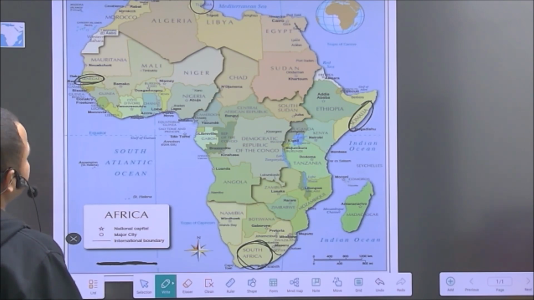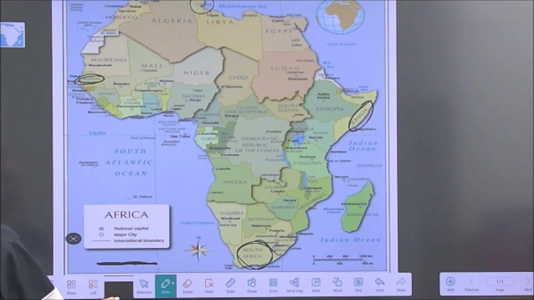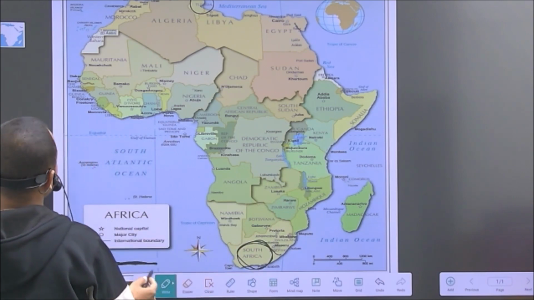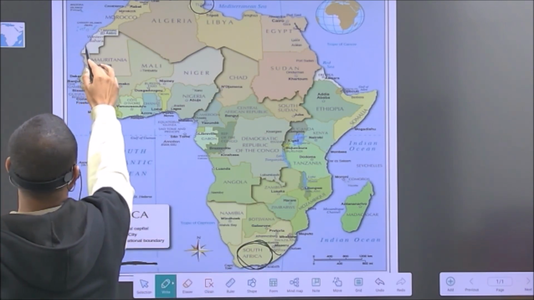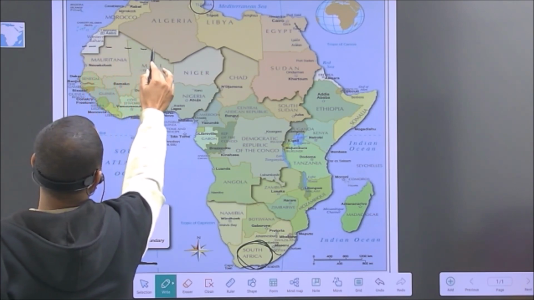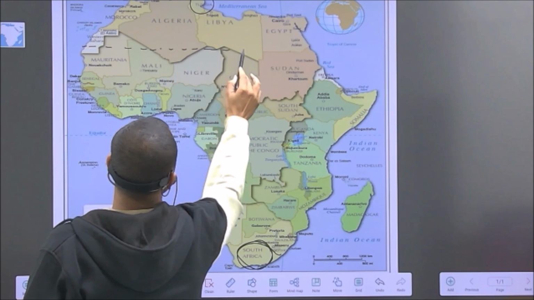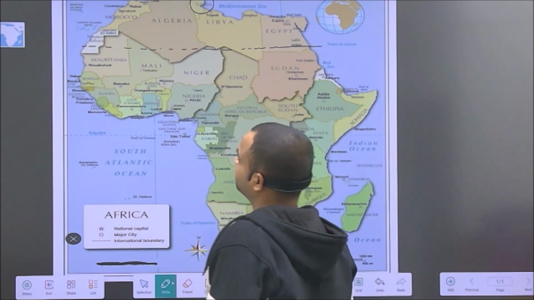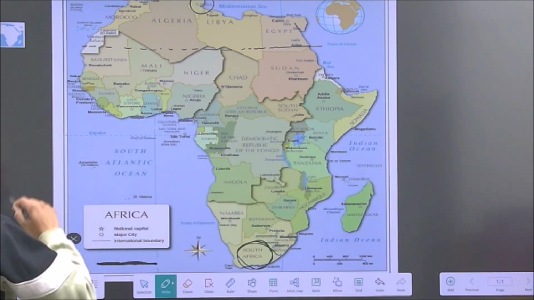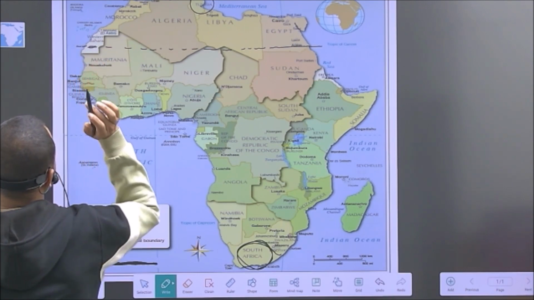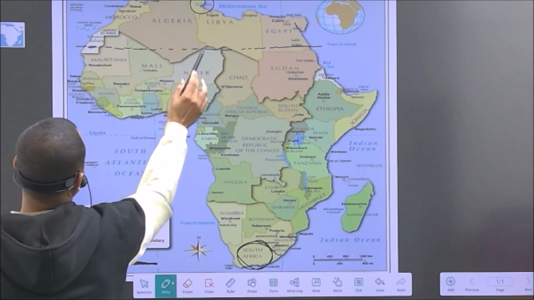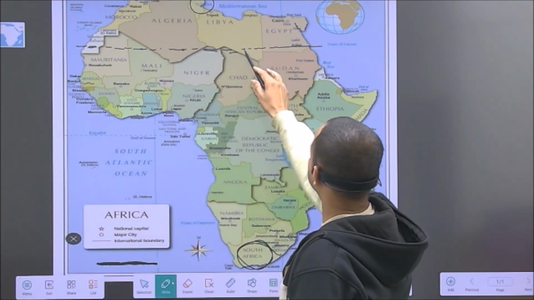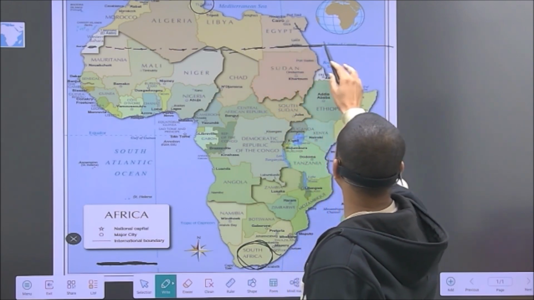Now we will see where the Tropic of Cancer is passing. You can see here, from here the Tropic of Cancer is passing. That means from the west it is passing through Western Sahara, then Mauritania, then Mali, then Algeria, then Niger, then Chad, then Libya, then Egypt and then the Red Sea.